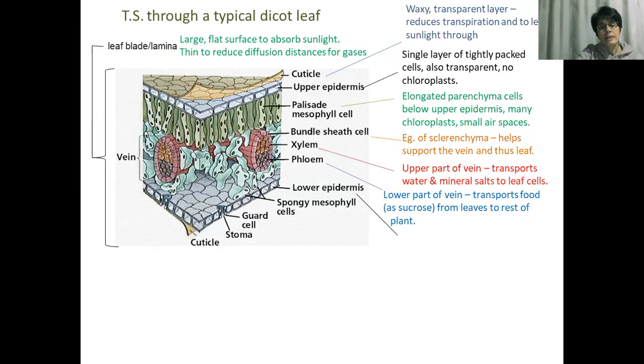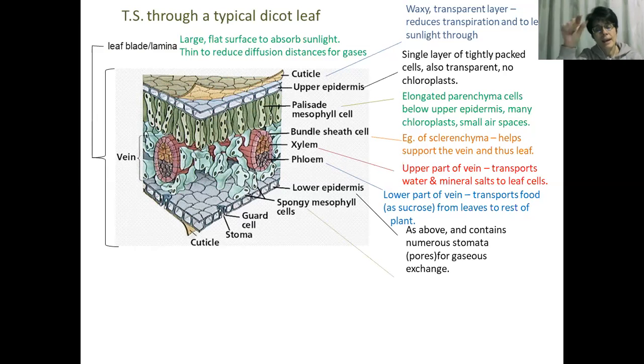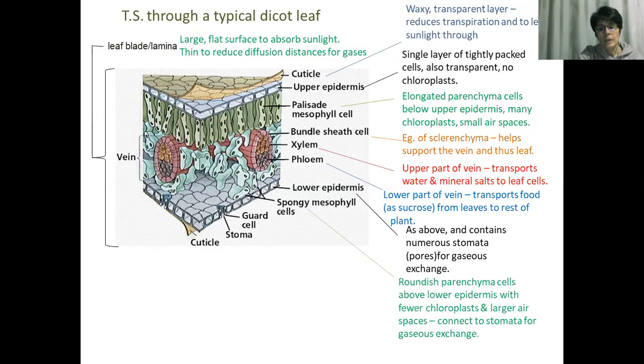All right, then the lower epidermis, also colorless cells, secretes a cuticle, but there are numerous stomata, which is the plural, or pores for gaseous exchange and transpiration. Then you've got the lower layer of the mesophyll, the spongy mesophyll cells. The roundish or irregular shaped parenchyma cells above the lower epidermis have fewer chloroplasts and larger air spaces, which connect to the stoma to the outside, for gaseous exchange and transpiration.